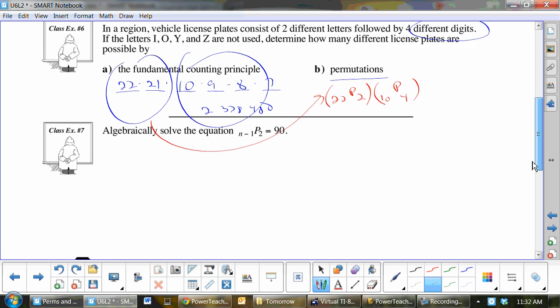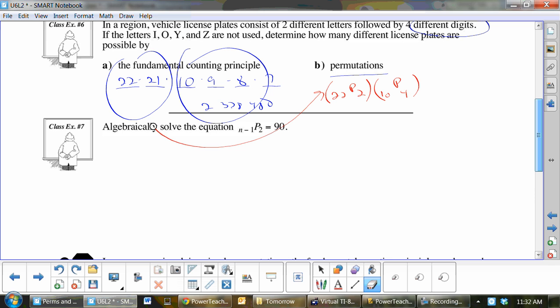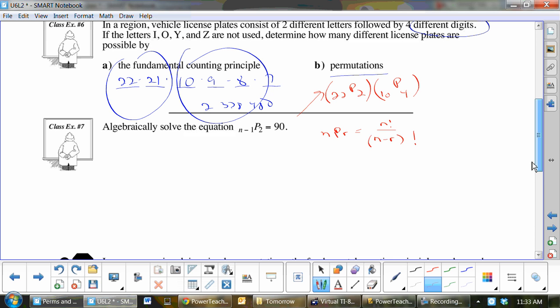Okay, let's do this last one. What if I have n minus 1 P2 equals 90? What are some ways or options to figure this out? Yeah, put it in the other form. Excellent. What is that other form? That's that thing on your formula sheet. nPr equals n factorial over n minus r factorial. Okay?